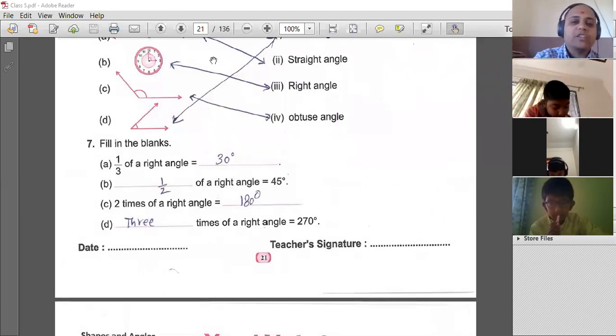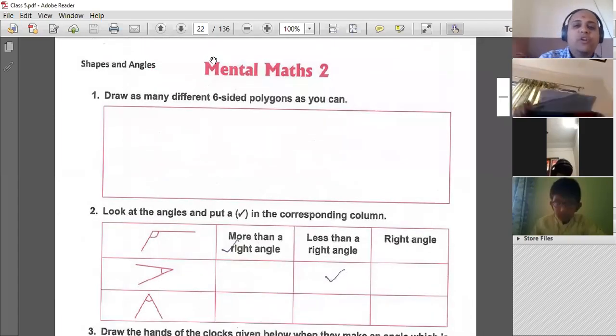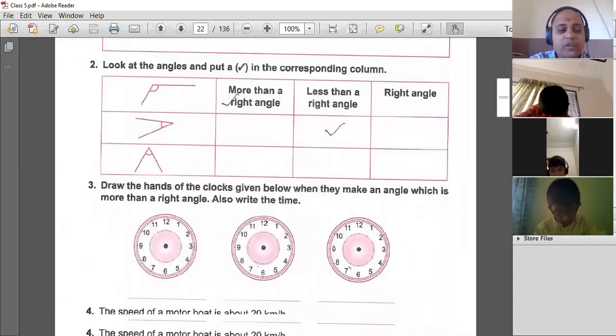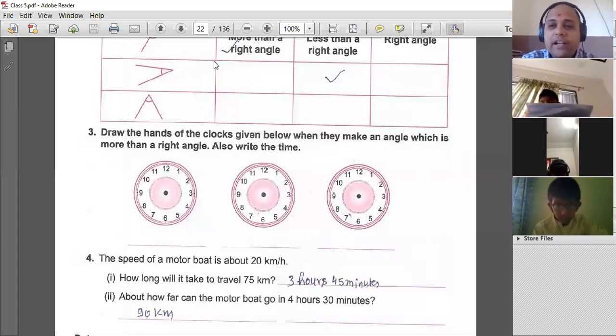Going to the next one. Mental math too. Draw as many different six-sided polygons as you can. This is very easy. This is also something which you have done. Now here, draw the hands of the clocks given below when they make an angle which is more than a right angle, and also write the time.